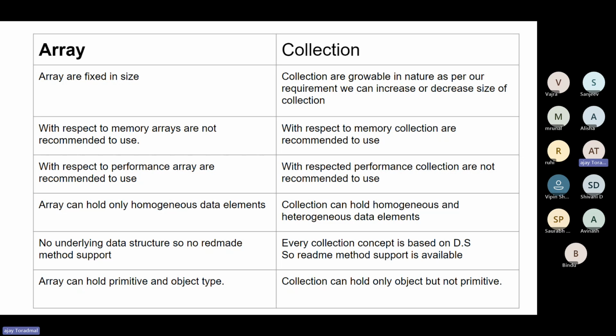Right. An array can hold primitive and object types. Collection can hold what? Sorry, only object, not primitive. Only object, not primitive. Okay. Now, can anyone tell me an example of storing an object in an array? How can we store an object in an array?